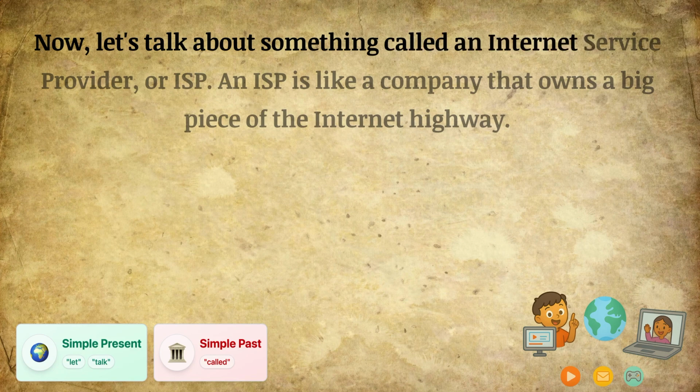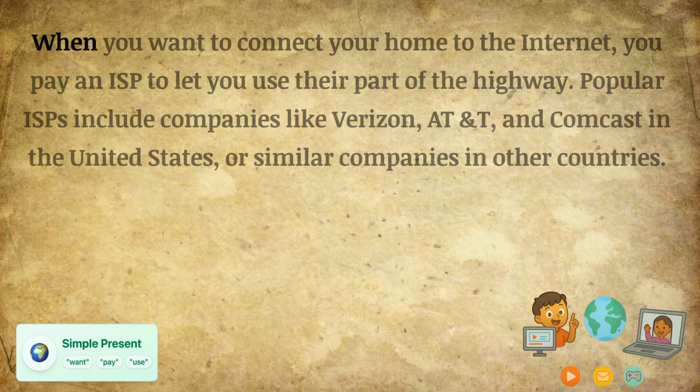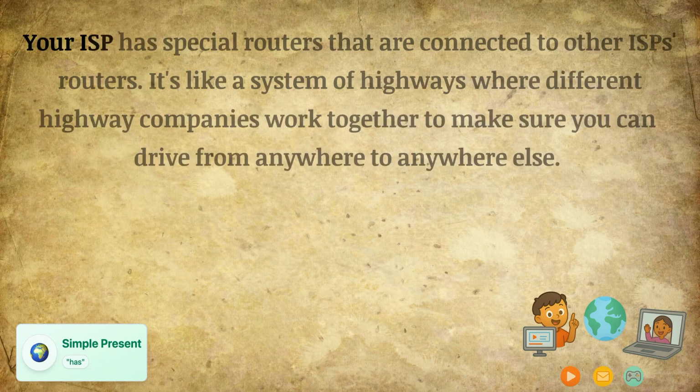Now, let's talk about something called an Internet Service Provider, or ISP. An ISP is like a company that owns a big piece of the internet highway. When you want to connect your home to the internet, you pay an ISP to let you use their part of the highway. Popular ISPs include companies like Verizon, AT&T, and Comcast in the United States, or similar companies in other countries. Your ISP has special routers that are connected to other ISPs' routers.